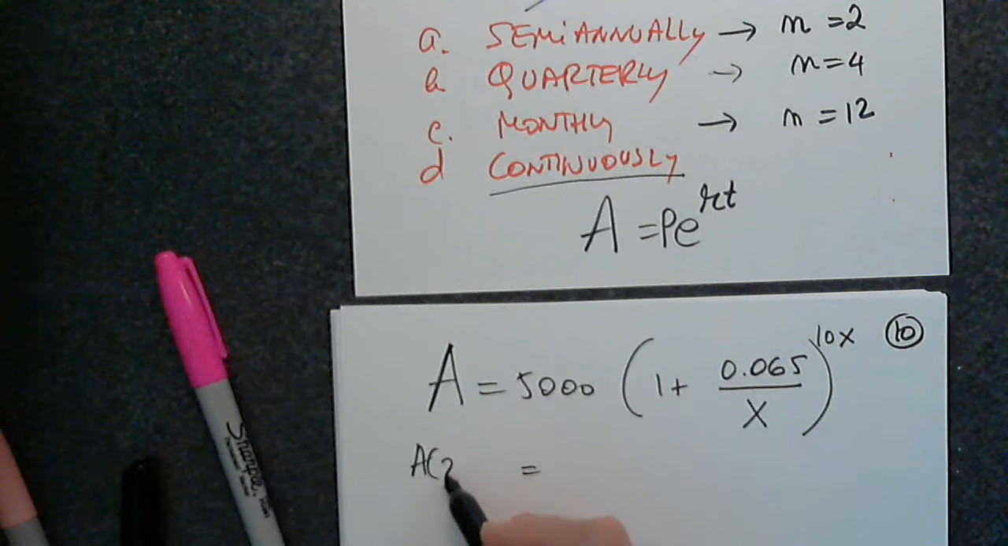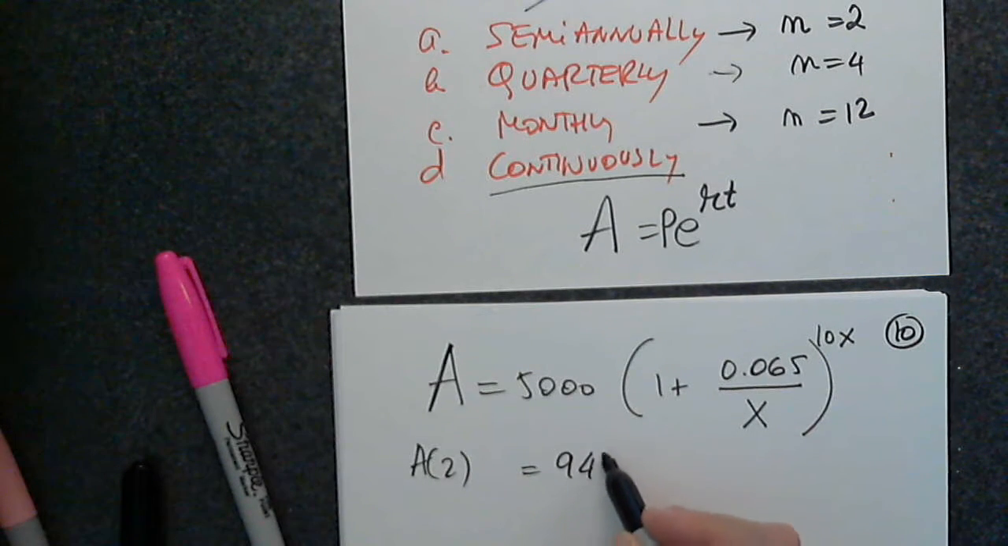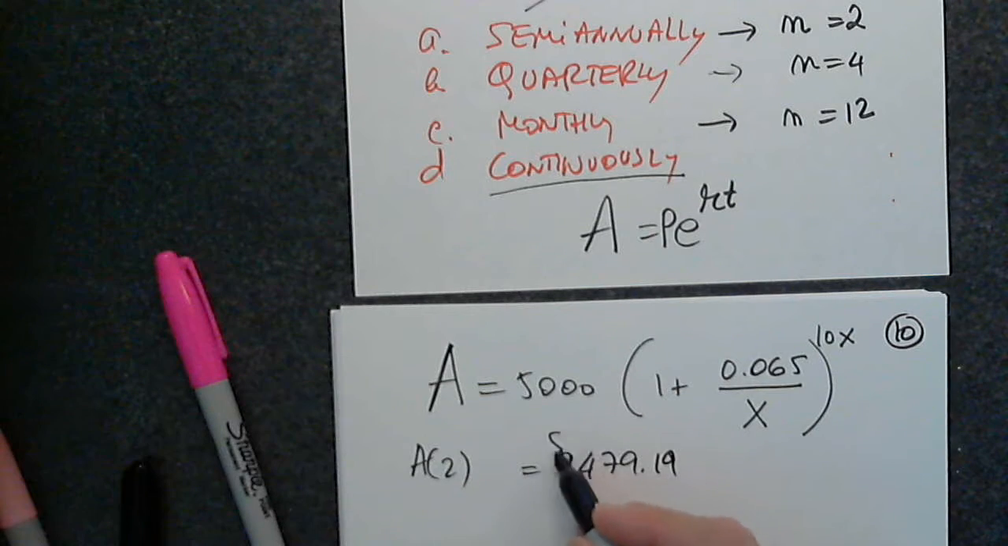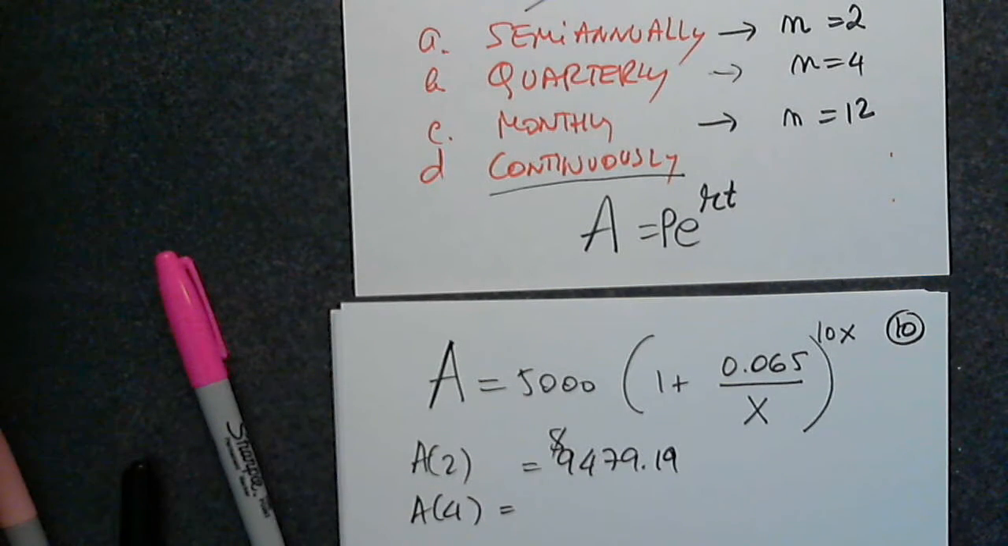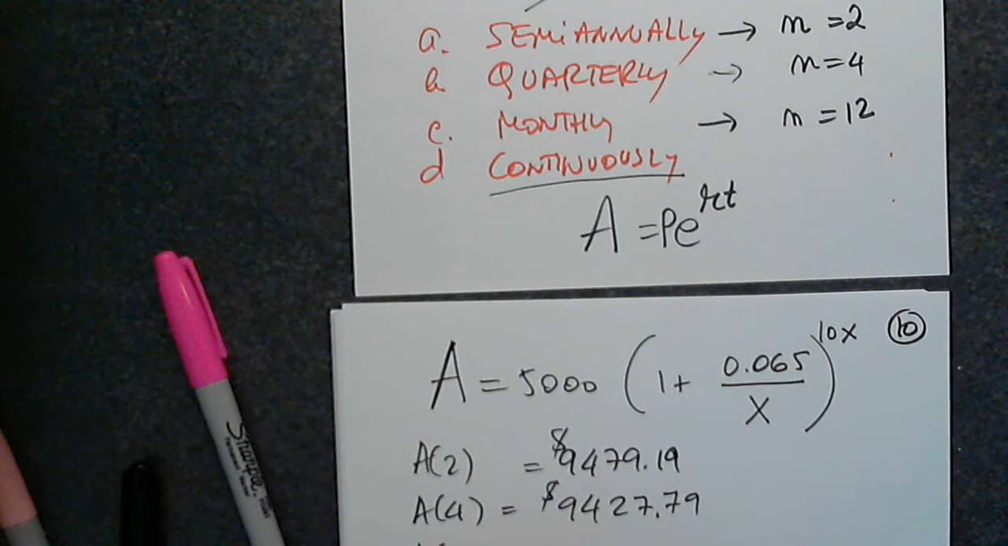So A of 2, 9479.19. A of 4 is 9427.79. And the last one for 12, so A of 12, is 9560.92.